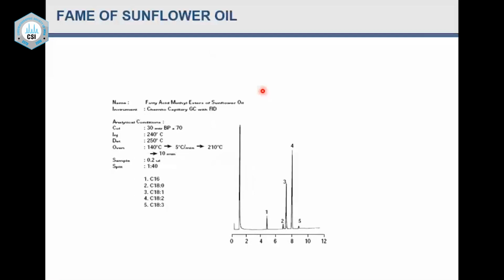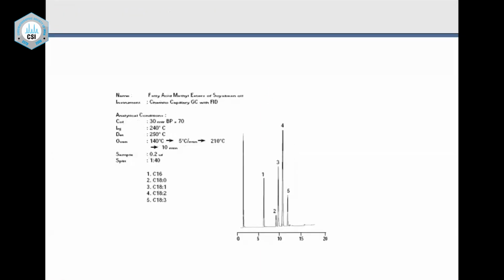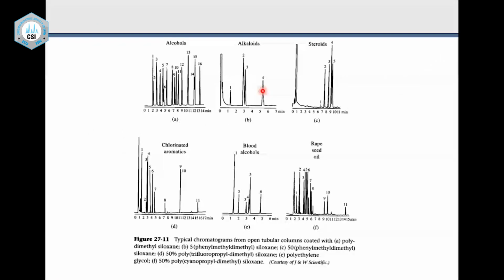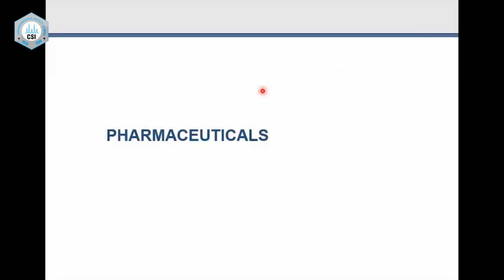So you have FAME of sunflower oil; FAME is fatty acid methyl esters. We can have FAME of soybean oil. We can have so many other compounds which can be analyzed: steroids, blood alcohols, rapeseed oil, and chlorinated aromatic compounds. Now this derivatization is also useful when we analyze inborn errors of metabolism. Newborn babies can have metabolic disorders, and the metabolites can be analyzed by converting them into their methyl esters. Okay, so they need to be analyzed that way.